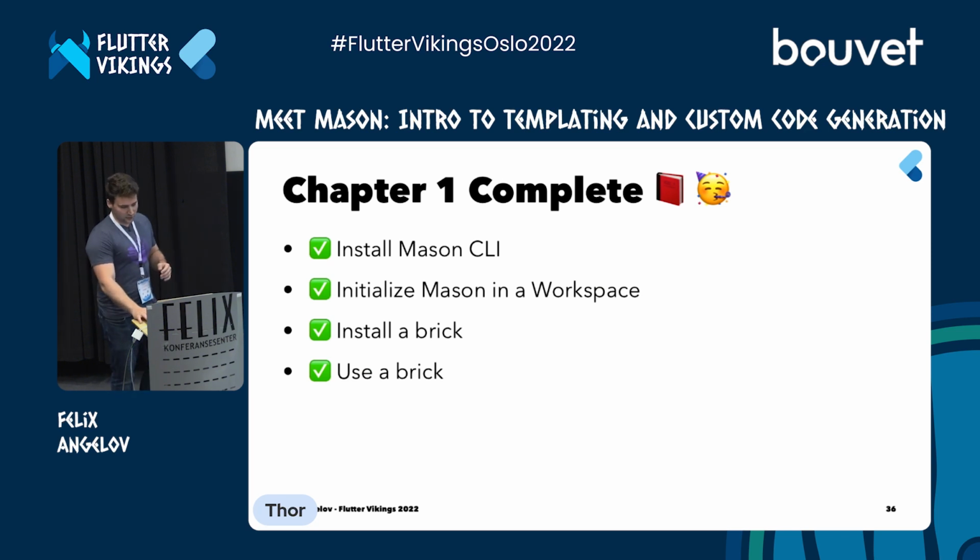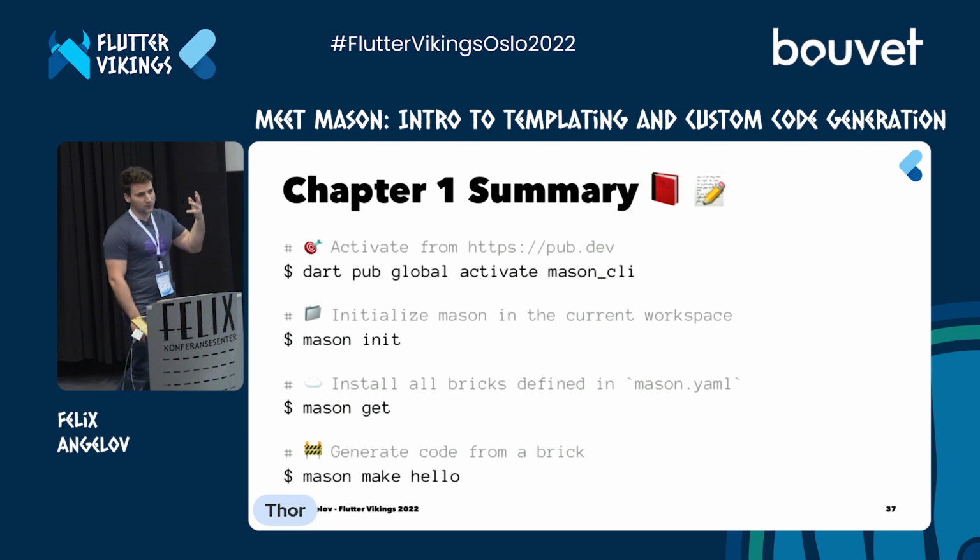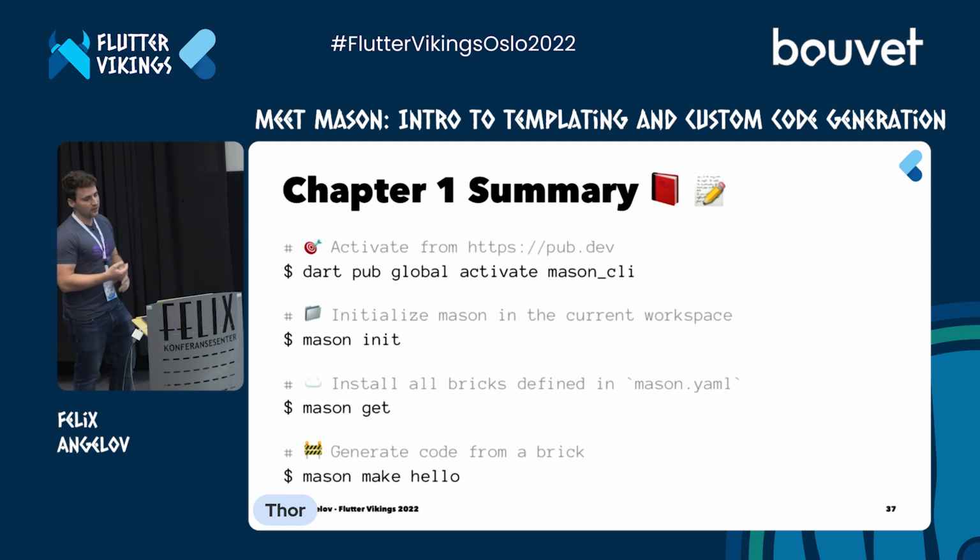So we've taken a look at how to install Mason. We've taken a look at how to initialize Mason, how to fetch dependencies, or how to fetch bricks, and how to generate code from a brick. And really, the mason get command I just included here for educational purposes, but init automatically fetches the template. So it's really three commands to get started with Mason: install, init, and then make.